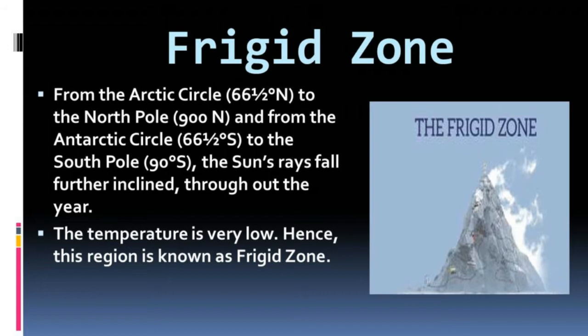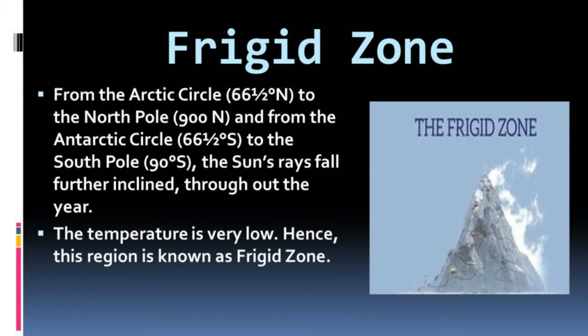Frigid zone. From the Arctic Circle, that is 66.5 degrees north, to the North Pole, 90 degrees north, and from the Antarctic Circle, that is 66.5 degrees south, to the South Pole, 90 degrees south, the sun rays fall further inclined throughout the year.